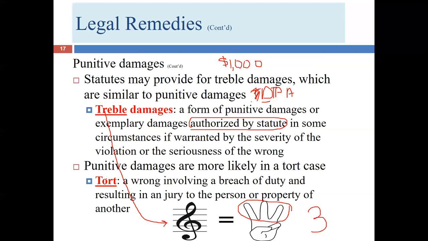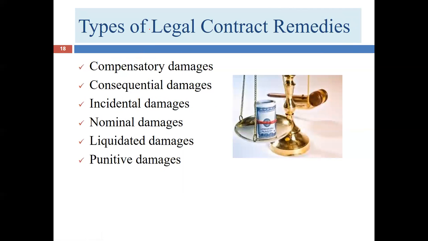Torts are different than contracts, obviously. So what is a tort? And this definition's awful, but it's a wrong involving a breach of duty and resulting in an injury, not a jury, but an injury to the person or property of another. It's something other than a breach of contract. So now we have covered all of the types of legal contract remedies. We've covered all of the legal remedies that we're going to cover here. These are the most important, and these two are instead. So we either go for nominal, or we go for liquidated damages, or you probably go for some combination of these. And this one is almost never going to be available in a contract case.